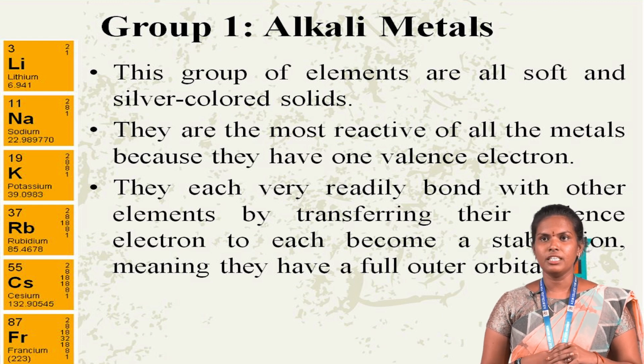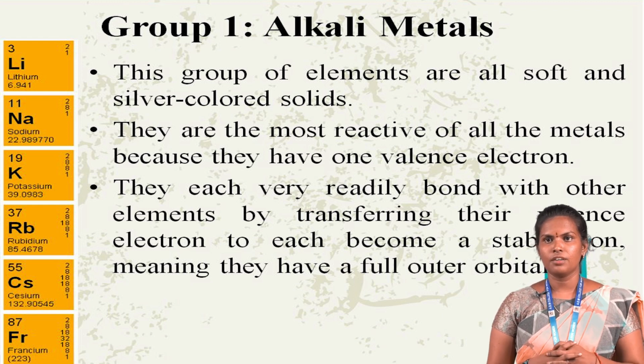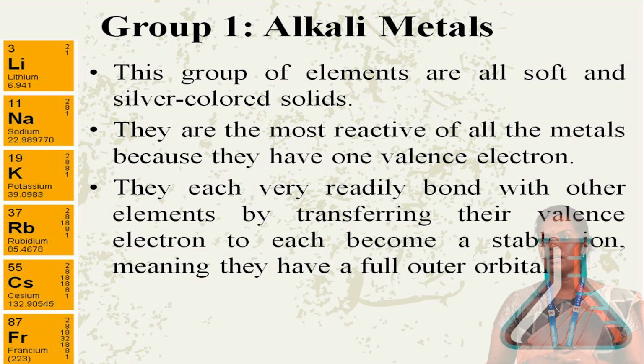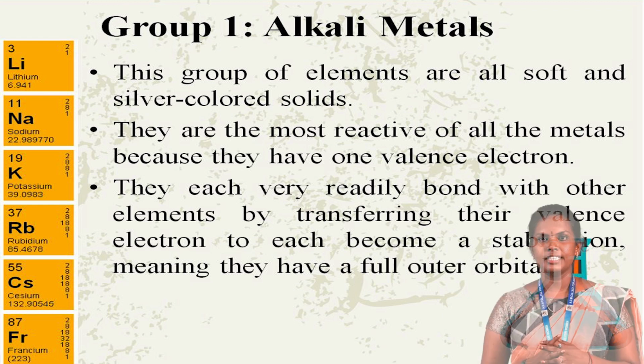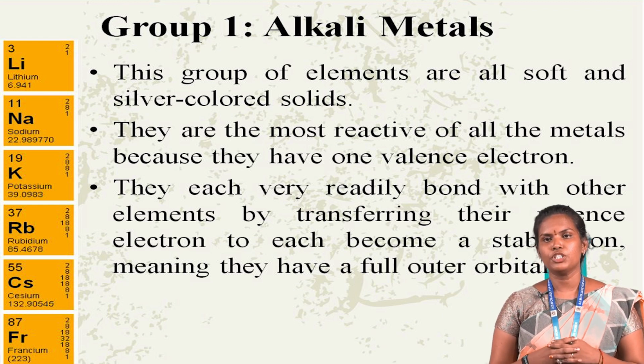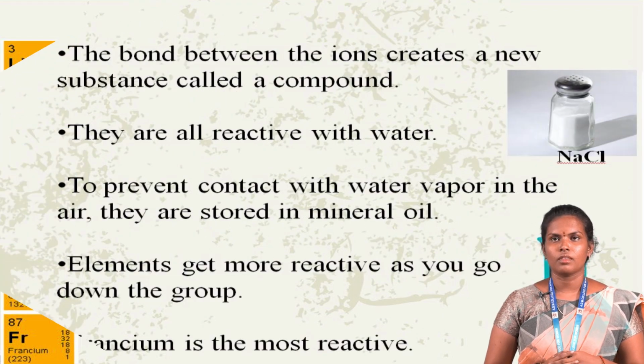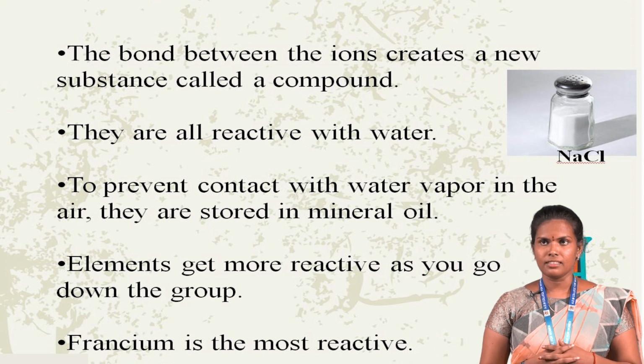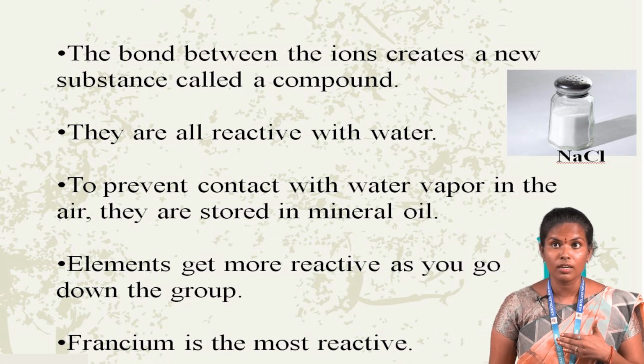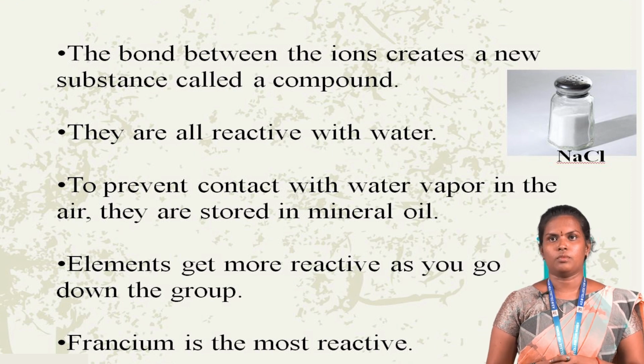They each very readily bond with other elements by transferring their valency electron to each become a stable ion, meaning they have a full outer orbital. Example: lithium, sodium, potassium, rubidium, cesium and francium. The bond between the ions creates a new substance called a compound.